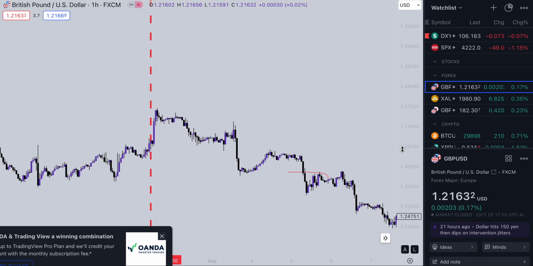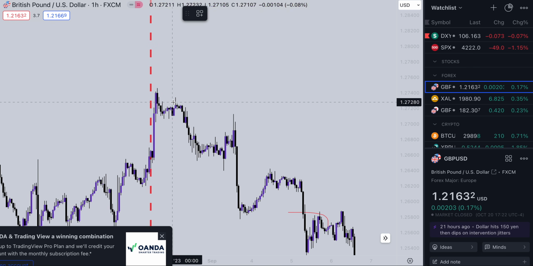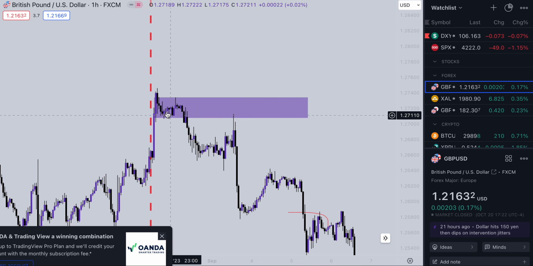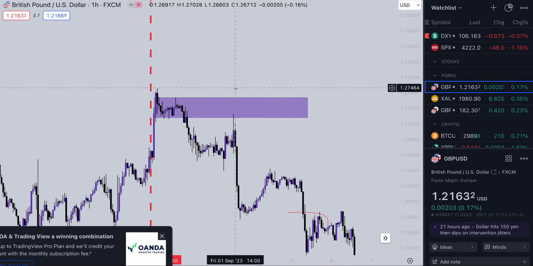Perfect example, again, right here. Consolidation, accumulation of orders. What happens right when price retests that zone? Boom. Down again.